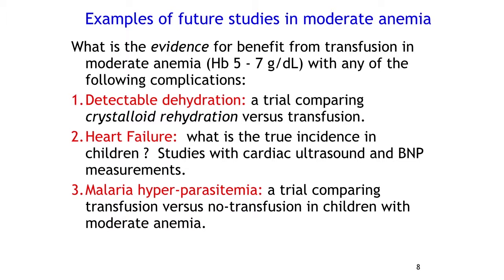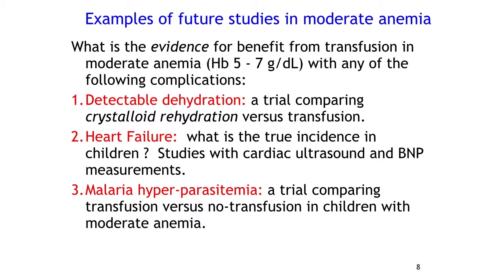We could actually do trials comparing rehydration versus transfusion. A child is HB 6, but he has dehydration. Clinically, we know what's the treatment for dehydration, but WHO is saying that, oh, this child may also need a transfusion. We have no sub-Saharan evidence. Can't we generate this? We compare, and then we shall have sub-Saharan evidence.